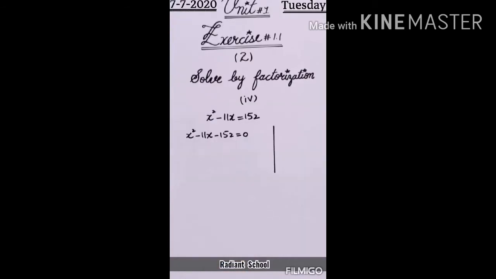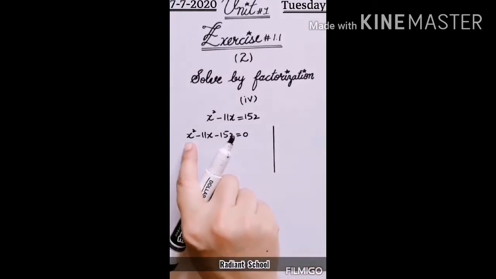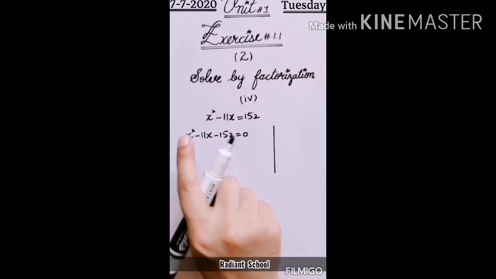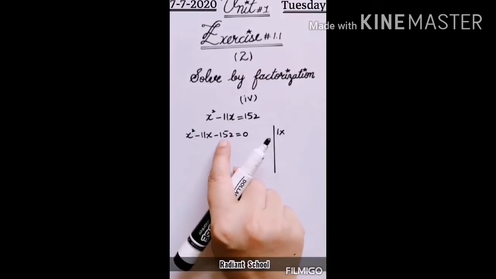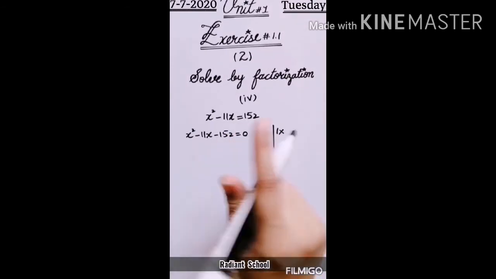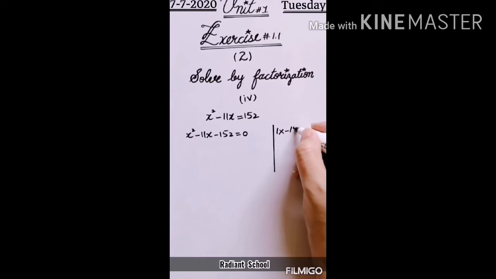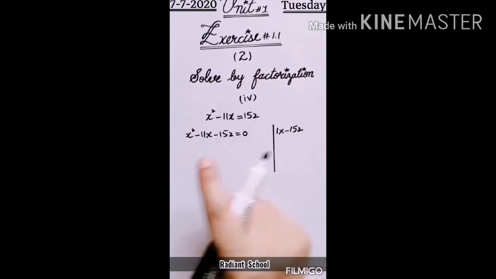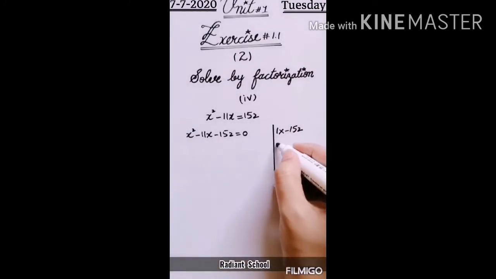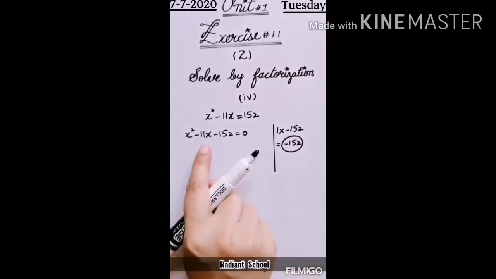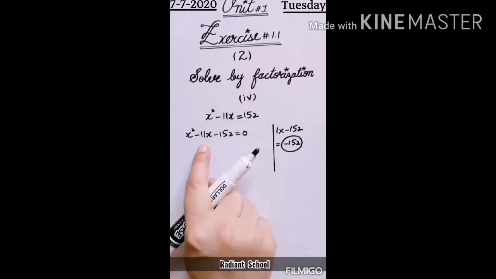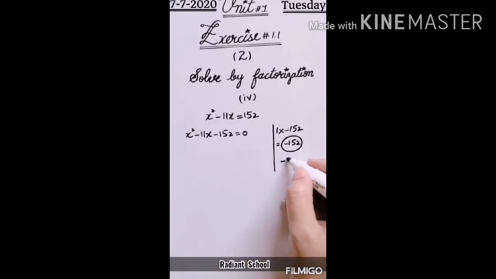Okay students, now the first step is that we have to multiply the coefficient of x square, which is 1, with the constant term. The constant term is minus 152. So we multiply and we have a number, minus 152. Let's note down this number. And we have to write the coefficient of x. Look at the coefficient of x, that is minus 11. It is our second number.